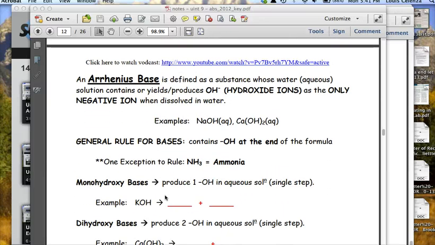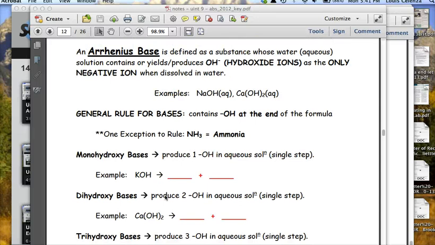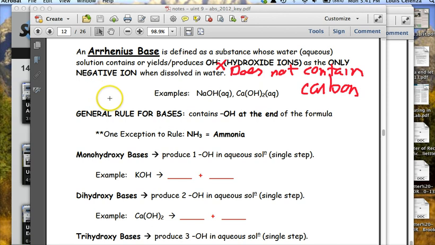Let's move on to Arrhenius bases. Now, we already went through Arrhenius acids. Arrhenius acids, of course, have H first, and they're pretty simple to identify. There's nothing really that's going to confuse you. Arrhenius bases can be a little bit tricky because there are compounds that have OHs in them that are not Arrhenius bases. So basically, an Arrhenius base is any compound that has an OH at the end, as long as it does not, and this is important, does not contain carbon. Very important point, because there are compounds called alcohols that look like Arrhenius bases, but they are not.